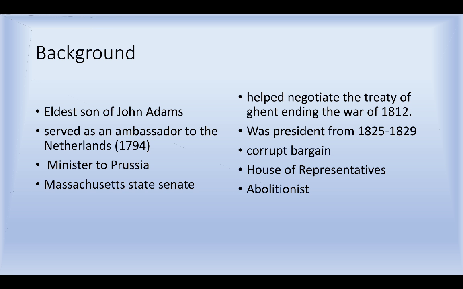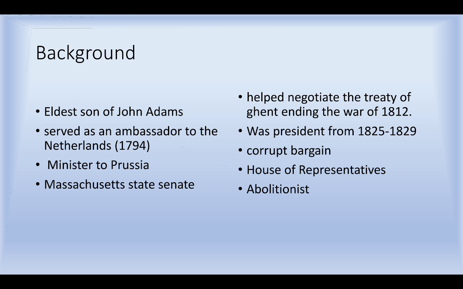Now, at the time, there were multiple people in the race. None of them actually had an outright majority. Andrew Jackson had the most electoral votes and the most popular votes. But he didn't have an outright majority. He didn't cross that threshold you need to actually win. So it went to the House of Representatives. The House of Representatives did not want Andrew Jackson, so they picked John Quincy Adams.